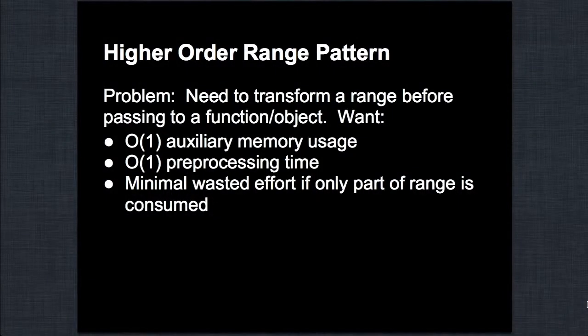And we want to have O(1) auxiliary memory usage. This is especially important for infinite ranges because, unlike what theoretical computer science says, we're not running on real Turing machines. We don't have infinite memory. We want O(1) pre-processing time. Again, especially important for infinite ranges. And we want minimal wasted effort if only part of the range is consumed. So let's say we only look at the first n elements until we find one that has a value that we're looking for, for example, the find function. Well, we don't want to pre-process the whole range ahead of time because that would be a colossal waste of time.